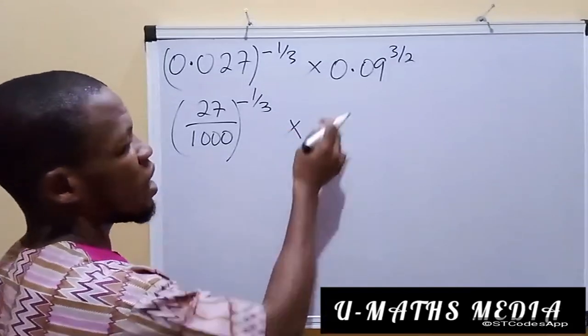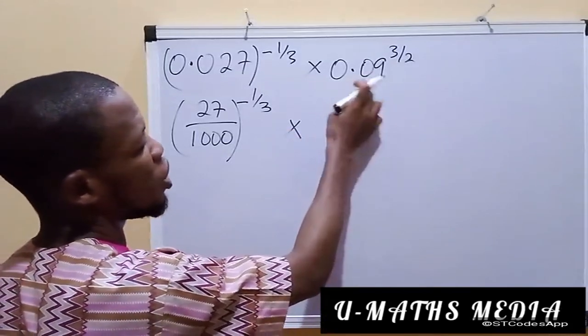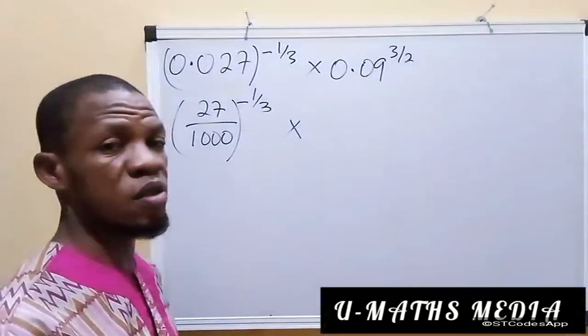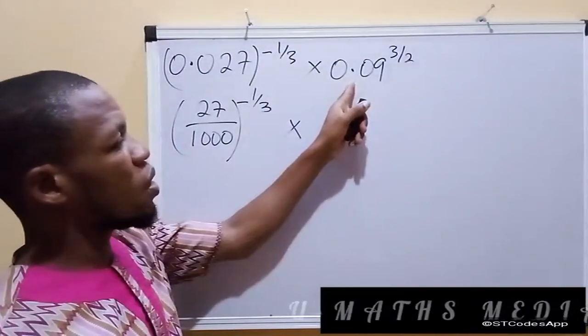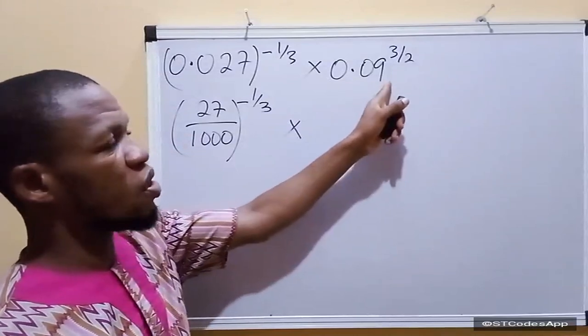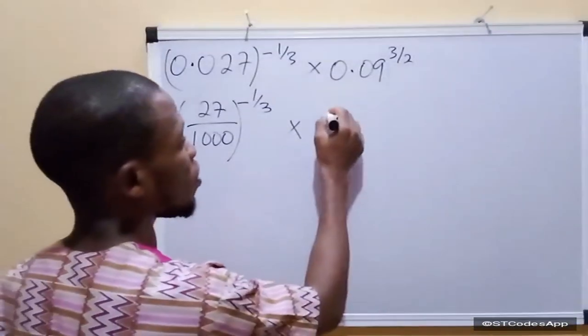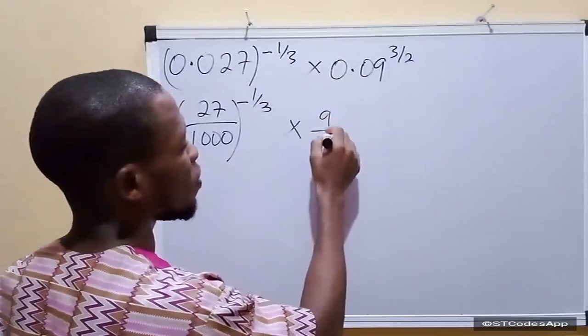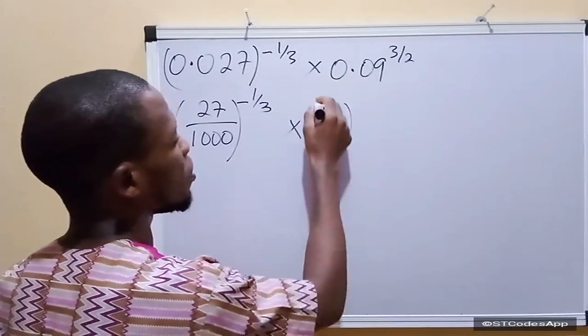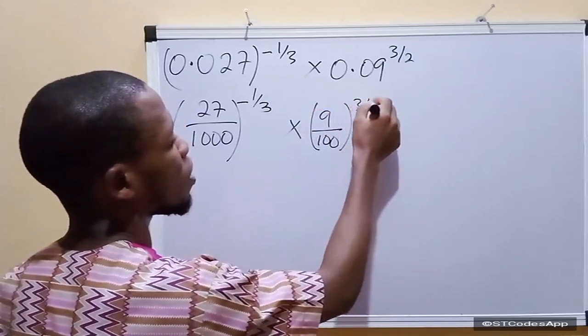times, let's do the same thing here. To change the 0.09 to a fraction, putting 1 under the decimal point, we'll have 2 digits on the right, meaning we are going to have 1 with 2 zeros. So this is going to give us 9 all over 100 all raised to the power of 3 over 2.